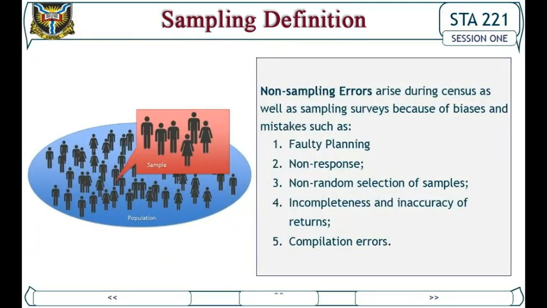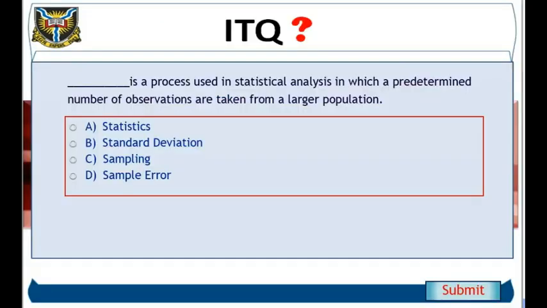Non-sampling errors arise during census as well as sampling surveys because of biases and mistakes such as: 1. Faulty planning, 2. Non-response, 3. Non-random selection of samples, 4. Incompleteness and inaccuracy of returns, 5. Compilation errors.